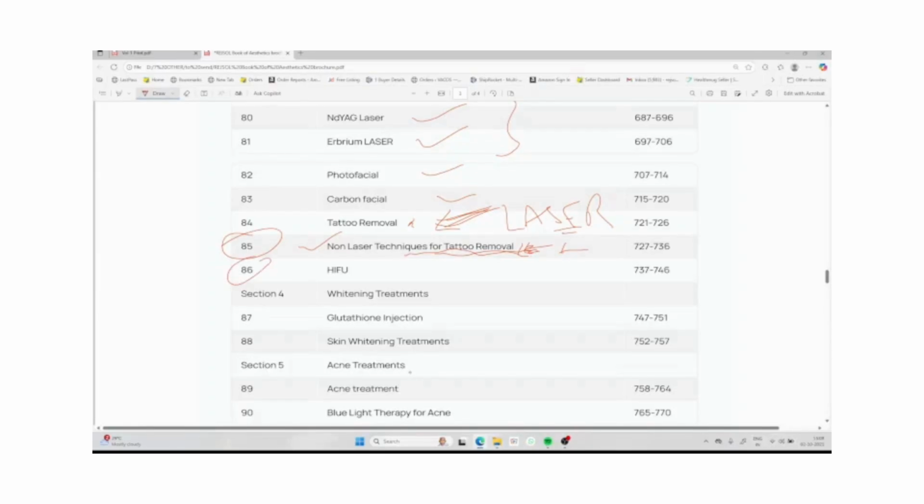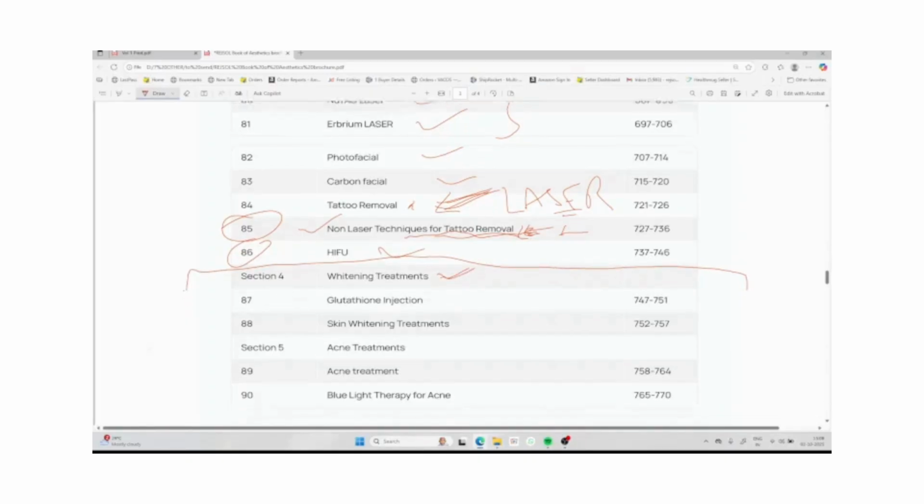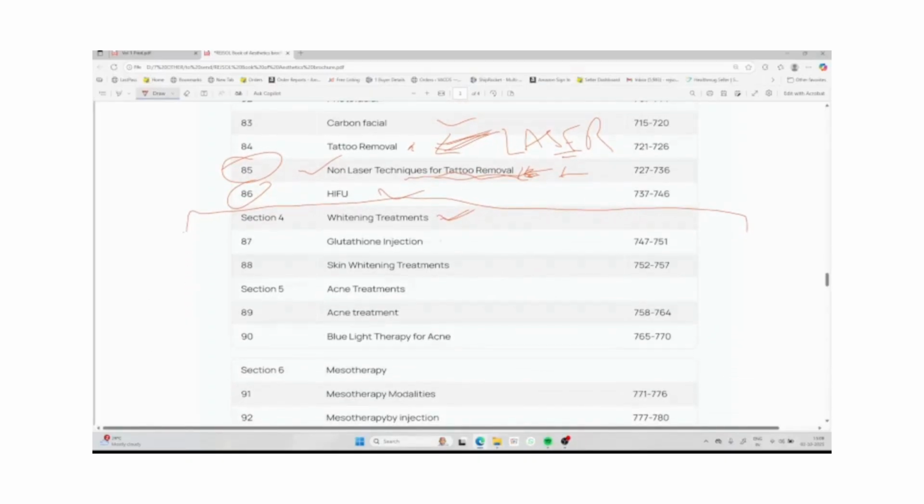Then chapter number 86 is HIFU. Now we come to section number 4 in module 3, that is whitening treatments. What are the different whitening treatments? The first chapter is glutathione injection. An entire chapter is there for glutathione injection, 4 pages. And skin whitening treatment. What are the different skin whitening treatments that can be incorporated?